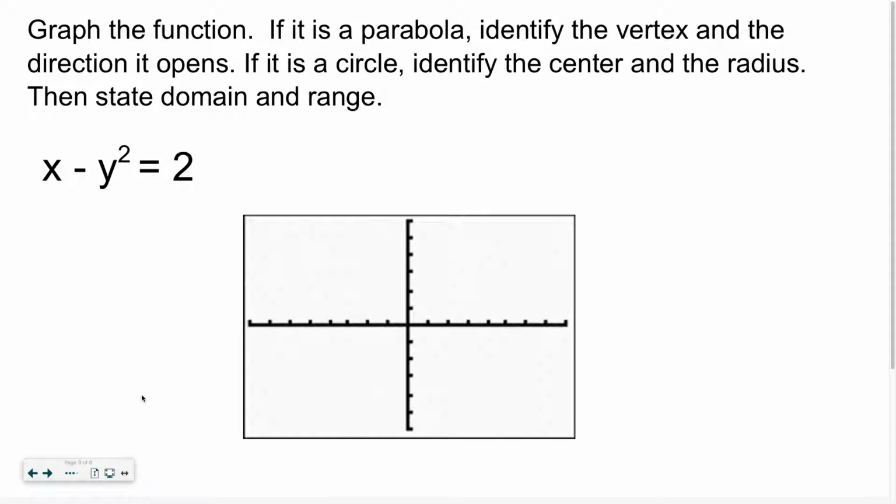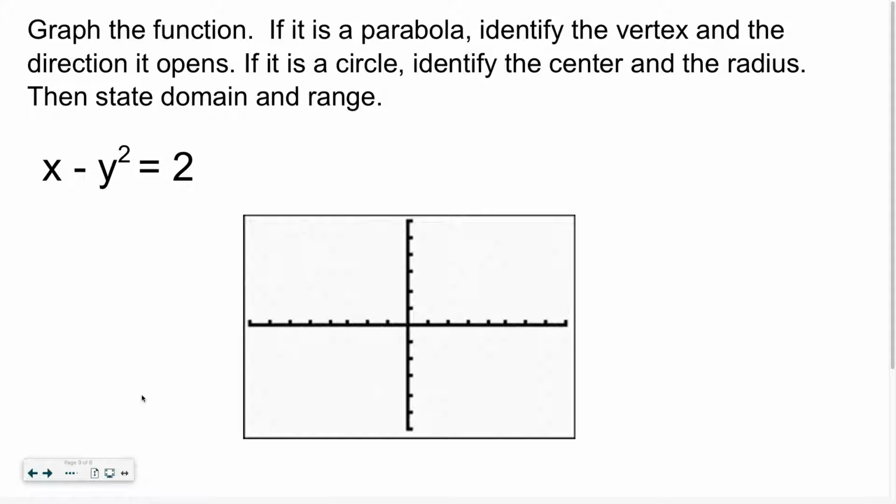Now notice in the directions, it gives you two options. If it's a parabola, identify the vertex and the direction it opens. If it's a circle, you're going to identify the center and the radius. And then for both of them, we want to still be able to identify domain and range because, hey, we're in Algebra 2. Well, I would do all of those extra things, the identifying, after I have a graph. It will be easier to see.